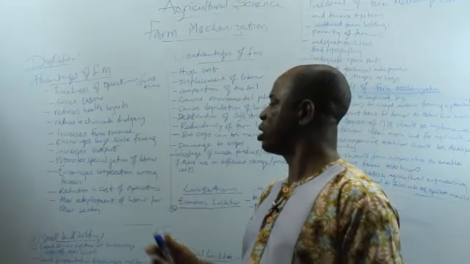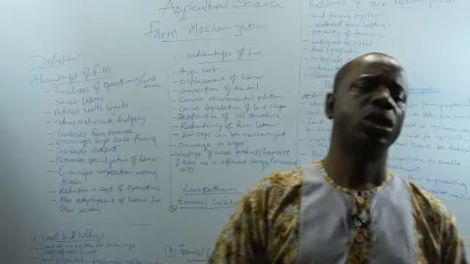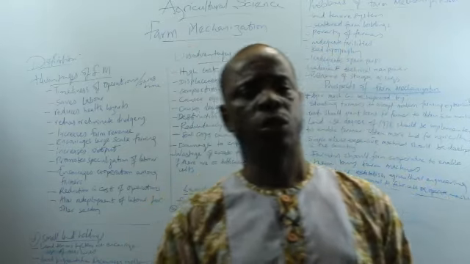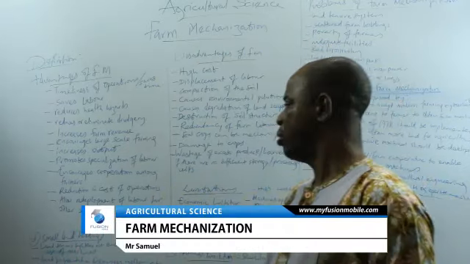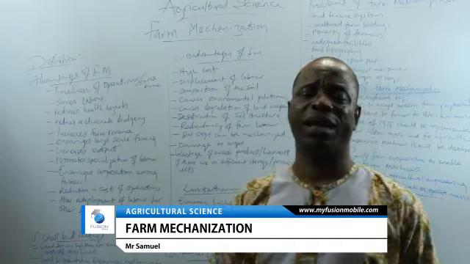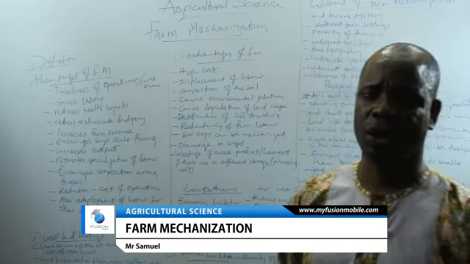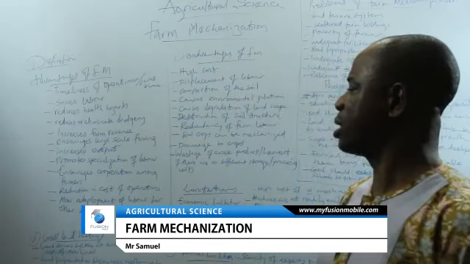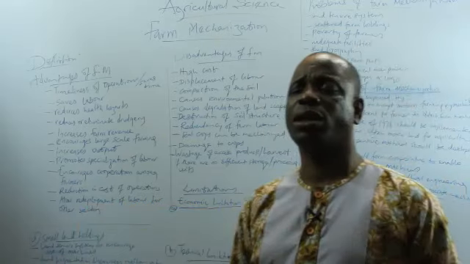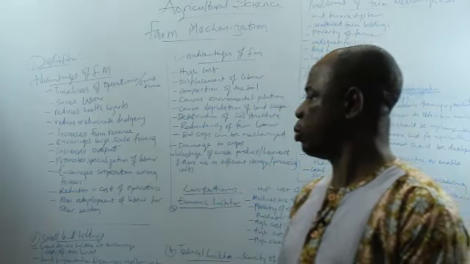Then farm mechanization increases farm revenue. Certainly, when you use farm mechanization, you are increasing your output, and then you make more revenue, more profit for the farmer. It encourages large-scale farming. Yes, the presence of machines will encourage the farmer to cultivate more land, because there will be machines to do the work. Then it increases output. Yes, because when the machines are available, you can produce more and your output will be higher.